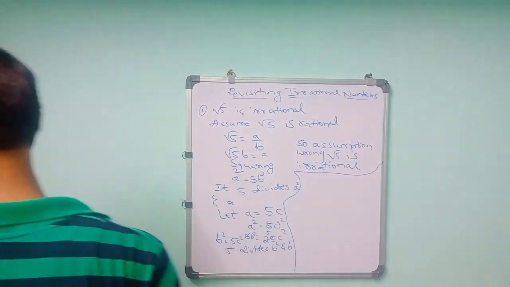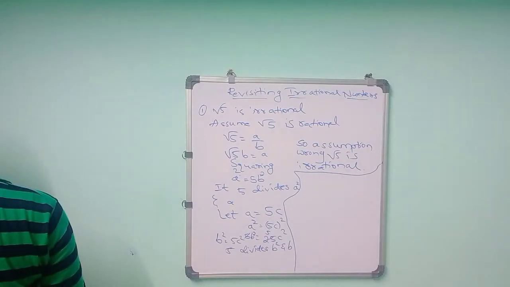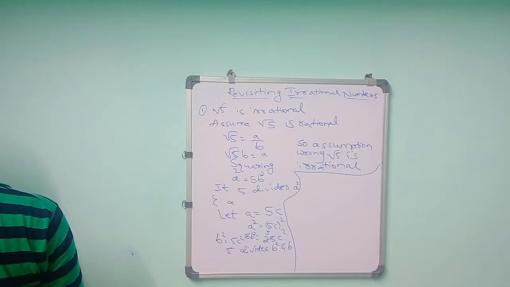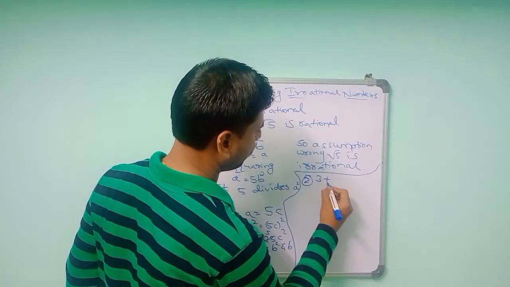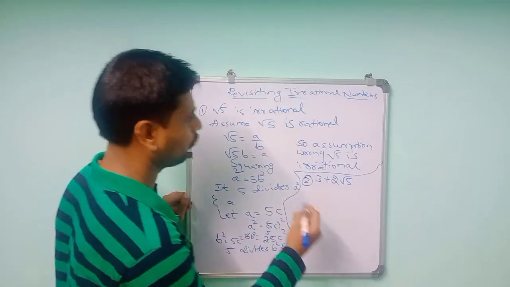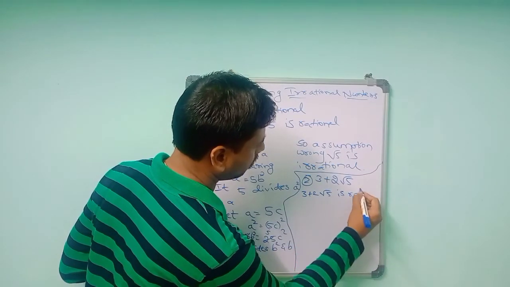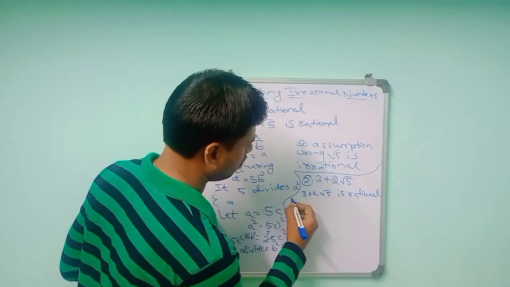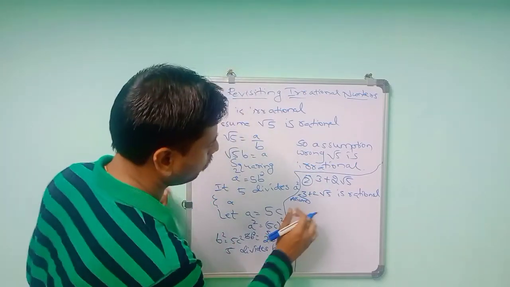Now the second problem, root 5 is there. Next, 3 plus 2 root 5. In this problem, again you have to assume that 3 plus 2 root 5 is rational. So assume 3 plus 2 root 5 is rational.